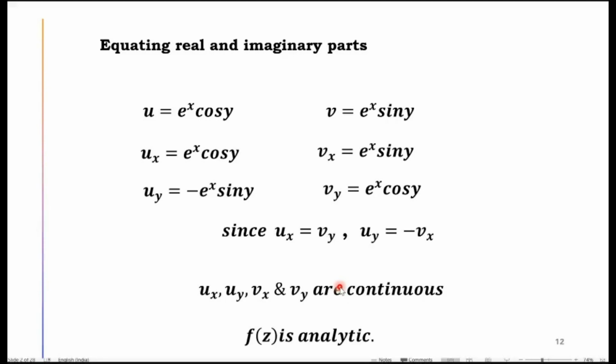Now tell me, for which values, or for any values of x and y, do ux, uy, vx, vy become infinity? Do sine and cosine functions ever go to infinity? We know tan function is infinity somewhere, but sin and cos are not becoming infinity at any values of x and y. Similarly, e raised to infinity is infinity, only when x is infinity. Okay, so these four partial derivatives are also continuous, so the function is analytic. CR equations are satisfied and the function is analytic.